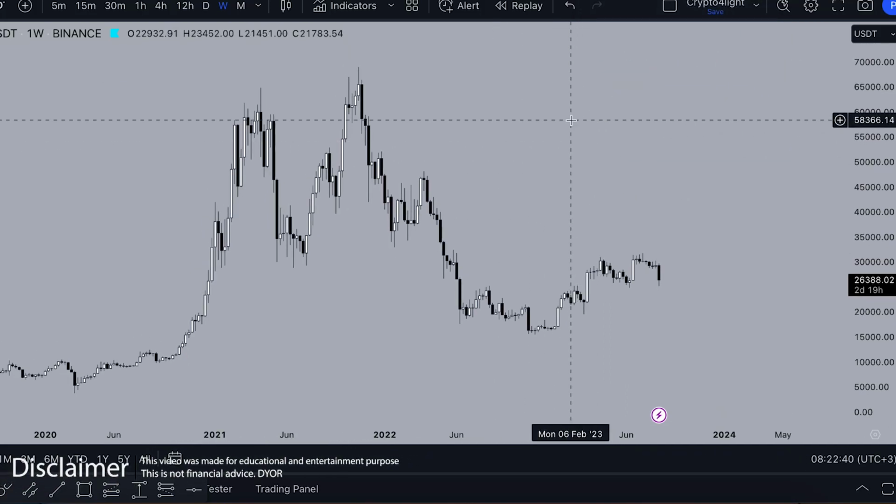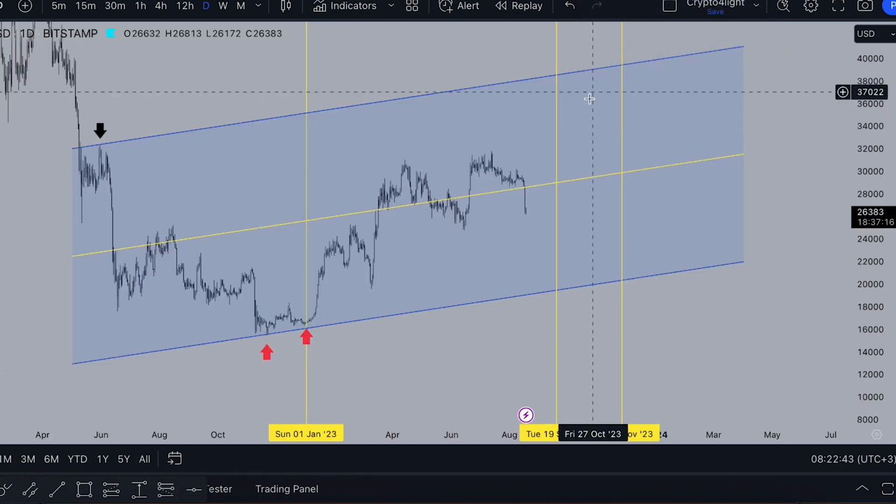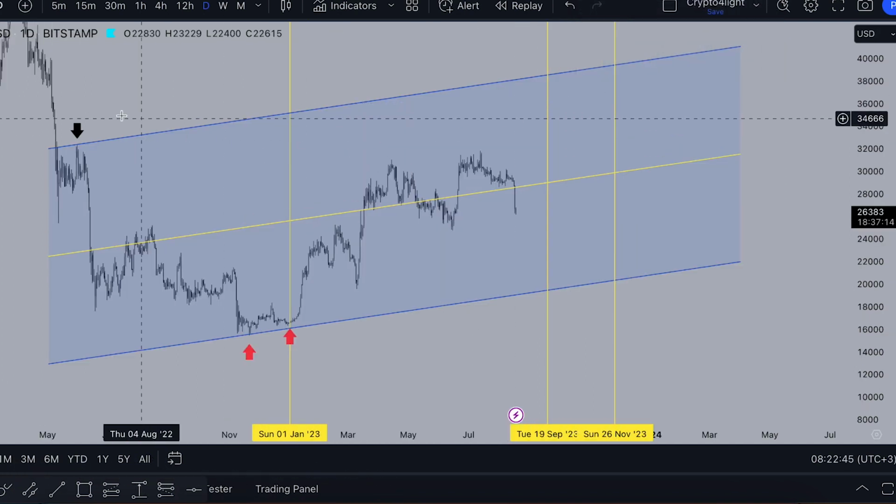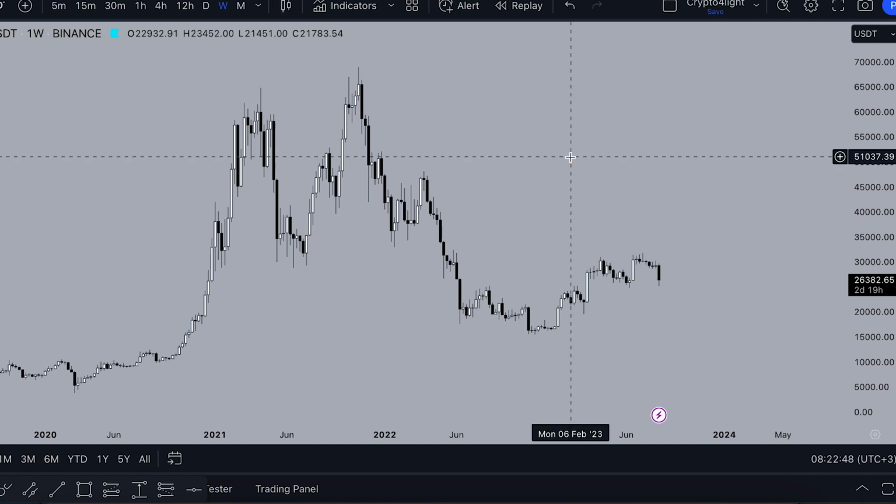Today I would like to talk about Bitcoin, only about Bitcoin, because I would like to compare two charts, Bitstamp and Binance, because we got two totally different pictures for Bitcoin. Let's dive in.